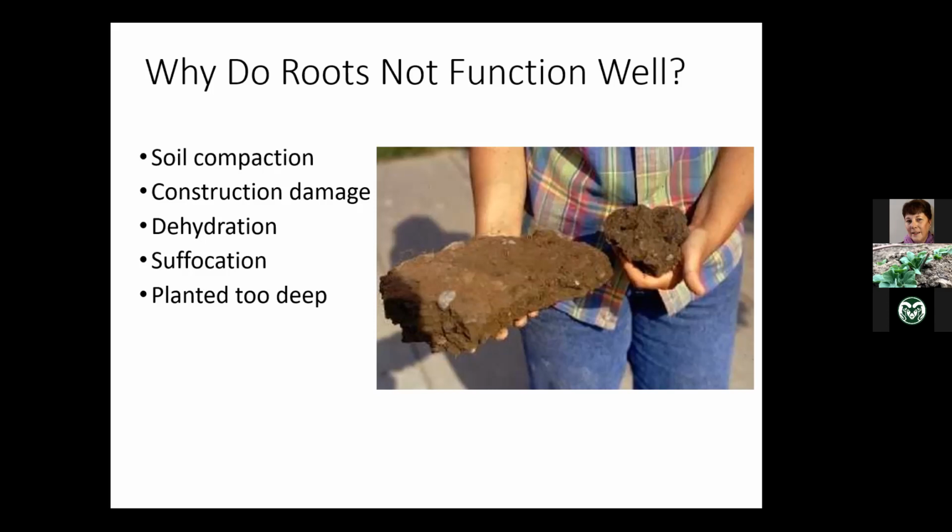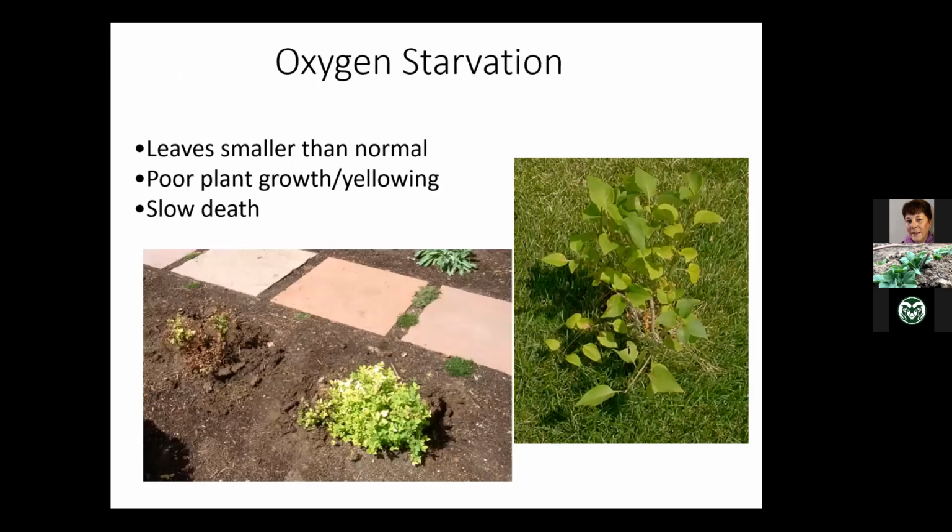Sometimes it could be oxygen starvation that could be caused by too much water, and the roots are suffocating. So they're not getting any oxygen. There still has to be a good balance of oxygen in the soil for those plants to be able to utilize. If you take that oxygen away, the plants are going to suffer and they're eventually going to die. Usually we see that symptoms associated with this are going to be leaves that are smaller than normal, poor plant growth, yellowing can happen, and again, just a slow death by suffocation.